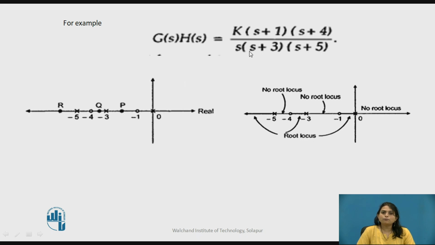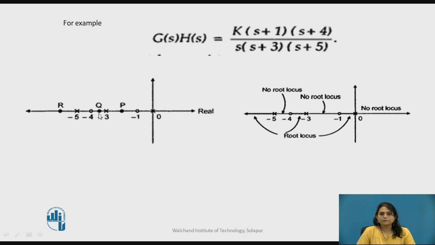And the poles, there are three poles, s is equal to 0, s is equal to minus 3 and s is equal to minus 5. So here we have 3 poles. Now here we are considering the point P, whether it is lying on a root locus or not. So to the right side of this P, there is 1 zero and 1 pole. So its addition is what? 2. So addition is even, so that's why no root locus occurs in between minus 1 and minus 3.